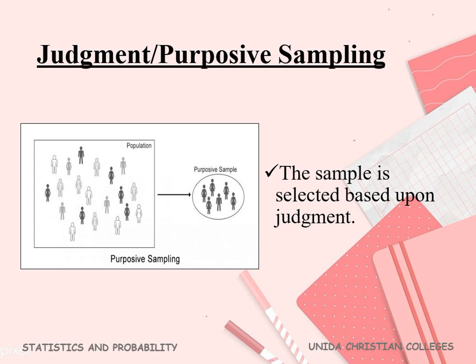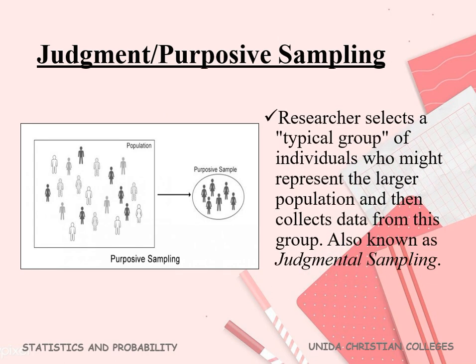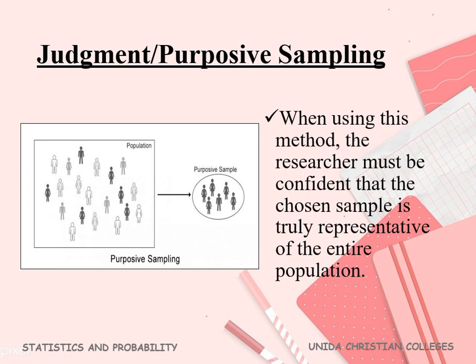And make sure, syempre, na graduate po talaga sila as summa cum laude. Okay? Researcher selects a typical group of individuals who might represent the larger population and then collects data from this group, also known as judgmental sampling. When using this method, the researcher must be confident that the chosen sample is truly representative of the entire population.